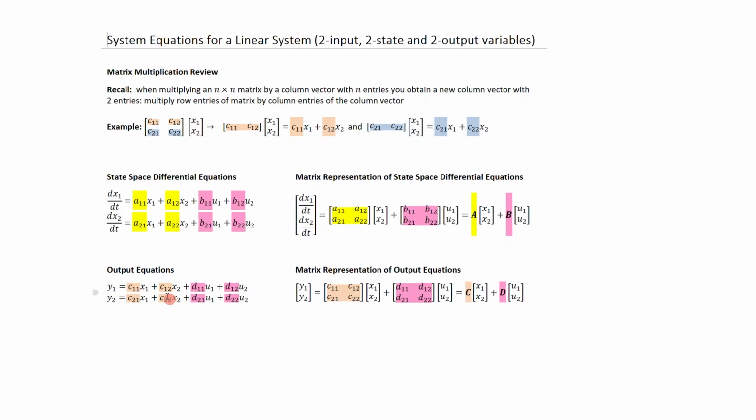Output equations could have a similar form shown here. We can relate these to a matrix equation as shown here on the right. Here's the matrix involving the state variables, and here's the matrix involving the input variables. Of course these 4 elements constitute the matrix C, and these 4 elements here constitute the matrix D.